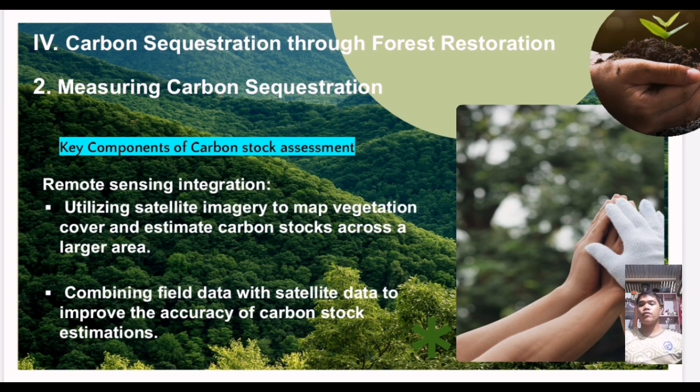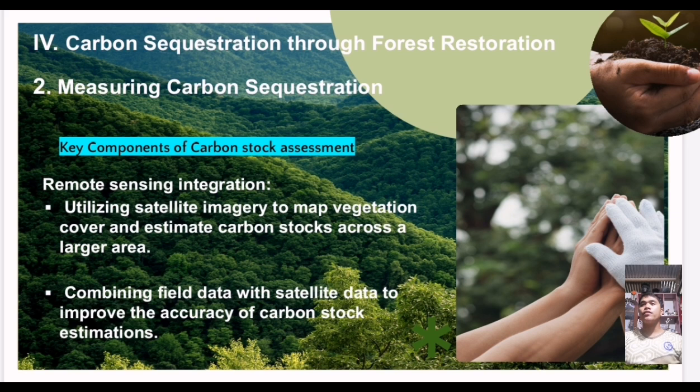Remote sensing integration: utilizing satellite imagery to map vegetation cover and estimate carbon stock across a larger area, combining field data with remote sensing data to improve the accuracy of carbon stock estimation.